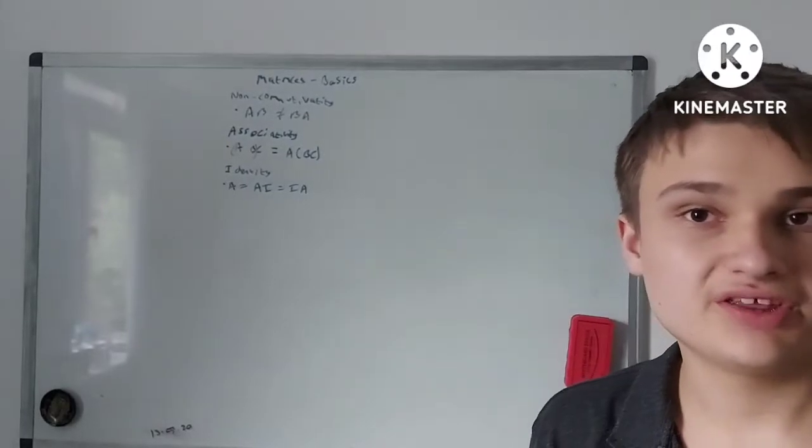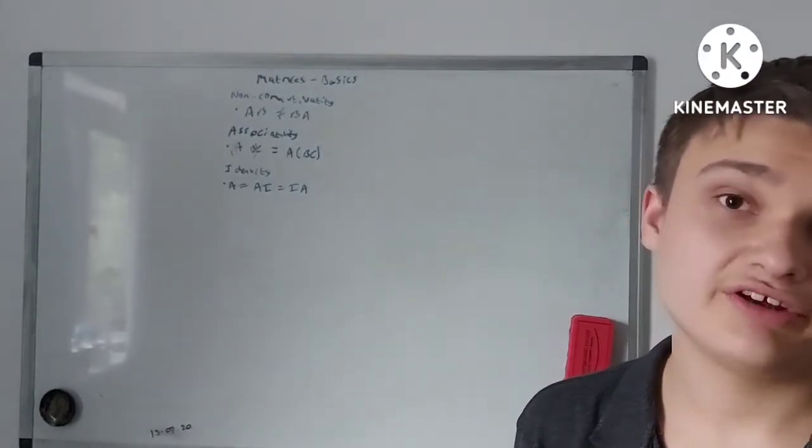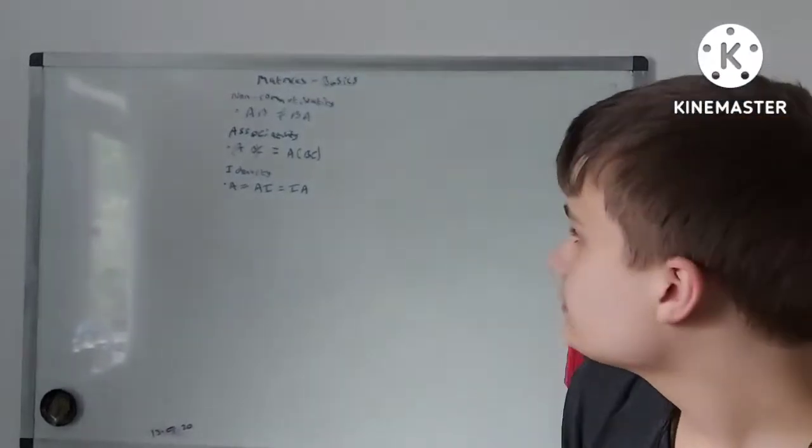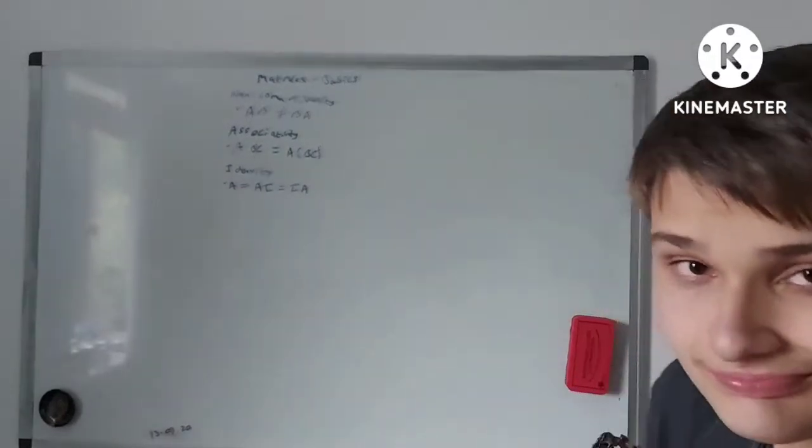And you'll see when I multiply the inverse by itself, I get back the identity, and so forth. So that is the basics of matrices.